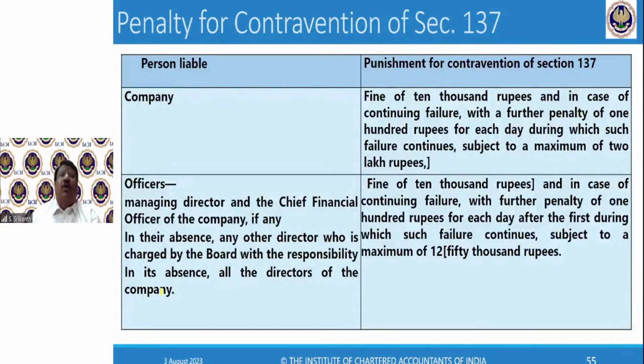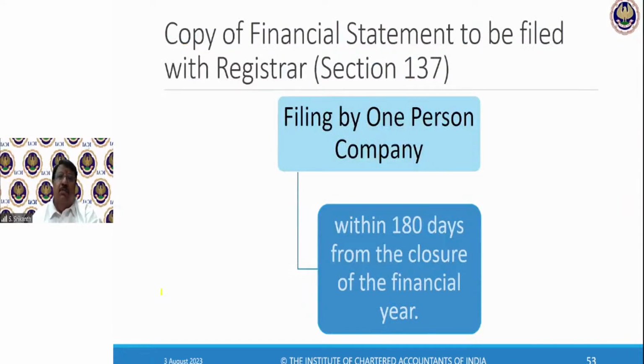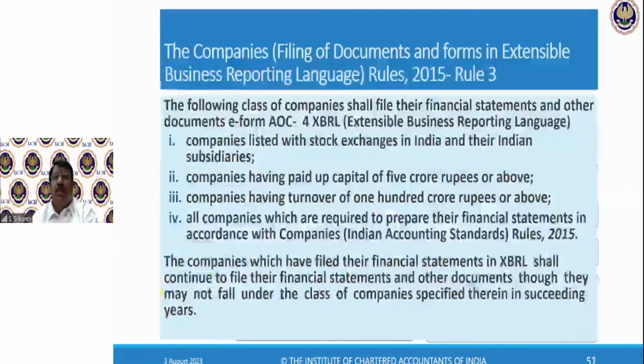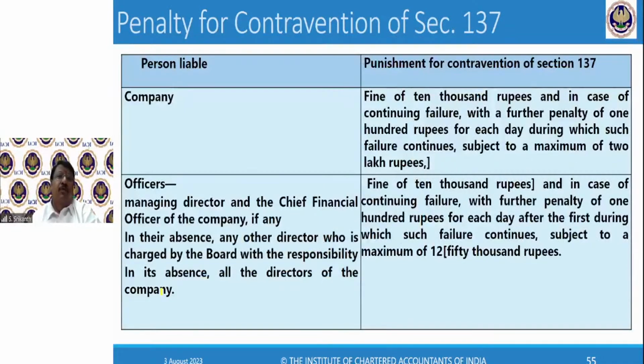In case you are not complying with section 137, the penalty is as follows. For the company, a fine of 10,000 rupees, and for continuing failure, 100 rupees for each day, subject to a maximum of 2 lakhs. For officers, the managing director, CFO, or any other director charged with the responsibility of finance if there is no MD or CFO, and if no such person is there, all the directors of the company together, a fine of 10,000 rupees, and for continuing offense, 100 rupees for each day, up to 50,000, right?